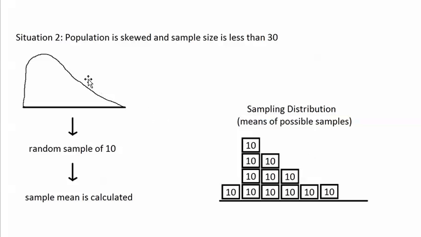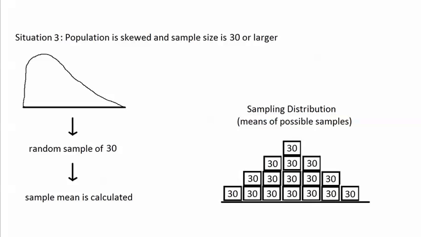Here's another situation. In this situation, the population is skewed, a random sample of 10 is being selected, and the mean of the sample is being calculated. In this situation, the sampling distribution is skewed, just like the population, because the sample size is less than 30. If the population is skewed, the sampling distribution will be skewed when the sample size is less than 30, and will be roughly normal if the sample size is big enough, meaning 30 or larger.